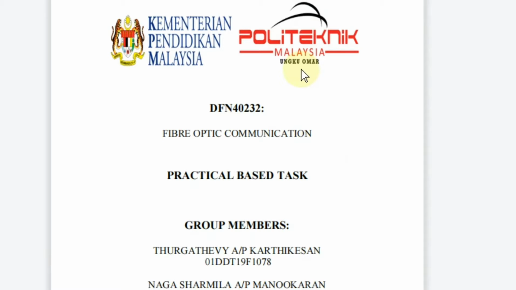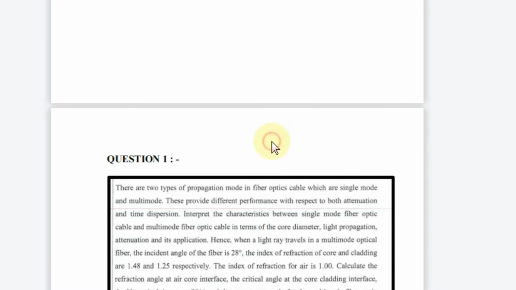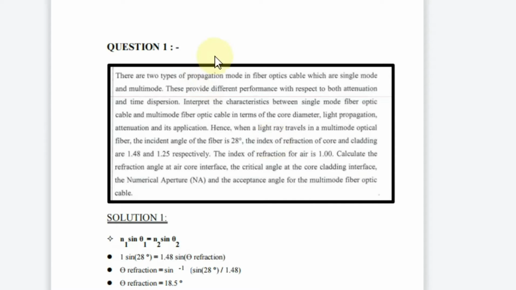I'm Durga and I would like to present about our problem-based task that was given to us for our fiber optic connector. So question 1 is basically calculation. They have given us the incident angle of the fiber, which is 28 degrees, and the refractive index of the core and cladding, which are 1.48 and 1.25 respectively.